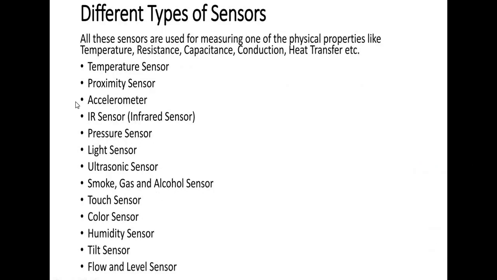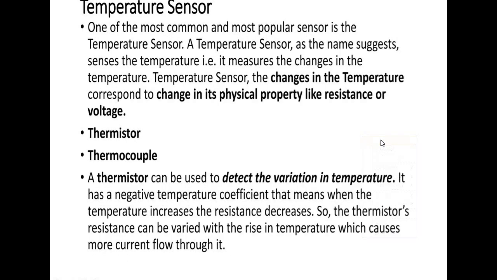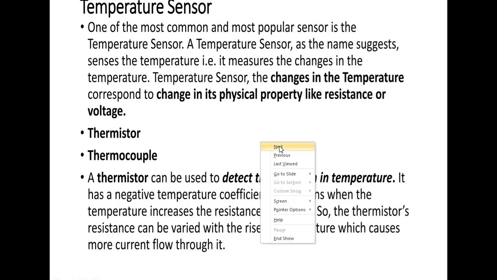There are different types of sensors: temperature, proximity, accelerometer, IR, pressure, light, ultrasonic, smoke, gas, touch, color, humidity, tilt, and so on. Temperature sensors include the thermistor and thermocouple. A thermistor can be used to detect variation in temperature. It has a negative temperature coefficient, which means that when the temperature increases, the resistance decreases. So the thermistor resistance varies with the rise in temperature, which causes more current to flow through it.